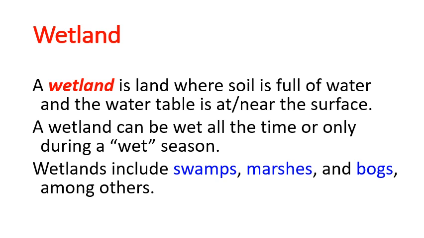There are some other names. A wetland is a very generic term. Sometimes we call them swamps, marshes, bogs, among other things.